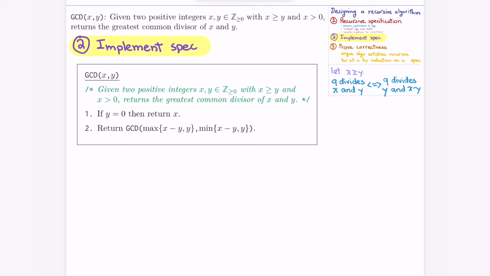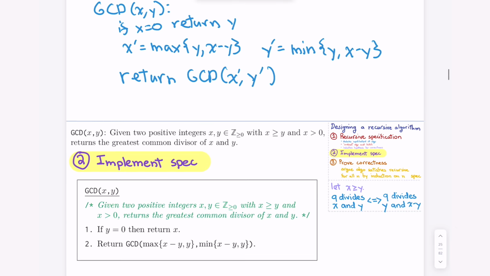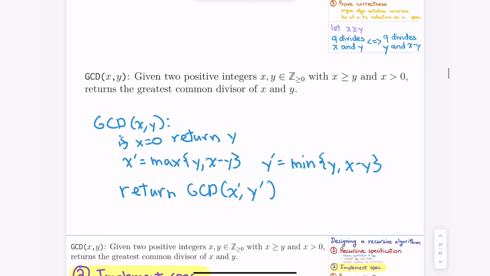X is equal to 0. That implies that y is also less than or equal to 0. Okay, so let's stick with this algorithm. Suppose x was 10 and y is 0. What would the algorithm do?